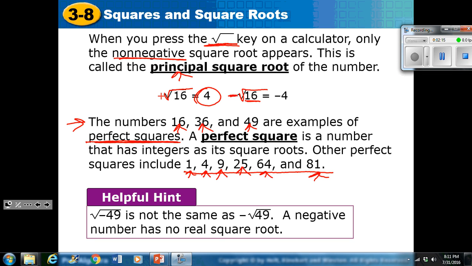A little helpful hint here: the square root of negative 49 is not the same as negative, or the opposite, of the square root of 49. A negative number has no real square root. So if you have something negative under the radical, this is called the radical, if you have something under the radical that simplifies to a negative number, there is no answer, there is no square root to that. When you get into higher math classes, you'll learn about how to deal with that.